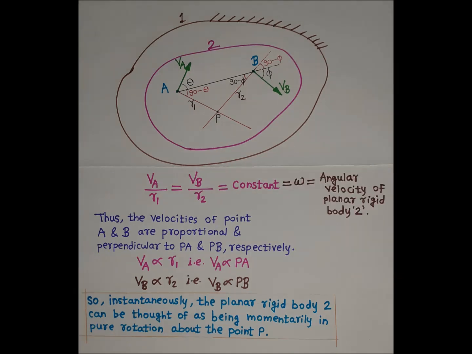We are having relation VA upon R1 is equal to VB upon R2, which is equal to constant. Again, by analogy with rotating circular disk, we can say that constant is angular velocity of planar rigid body 2. So we will have relation VA upon R1 is equal to VB upon R2, which is equal to constant, which is equal to omega, that is angular velocity of planar rigid body 2, but it is instantaneous angular velocity of planar body 2. Instantaneous means it is only at this instant.